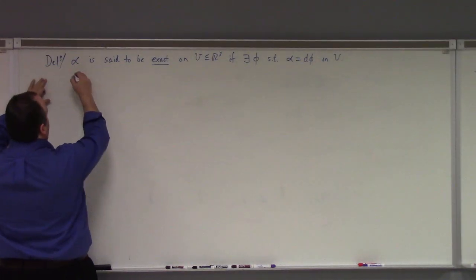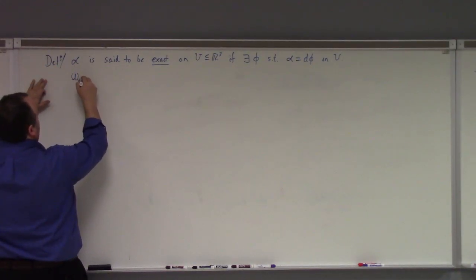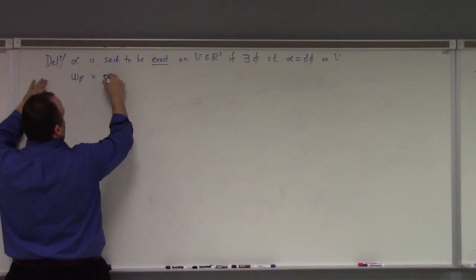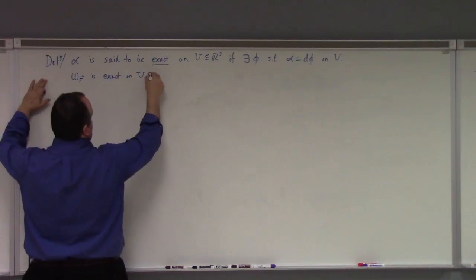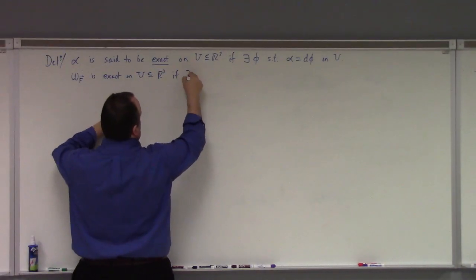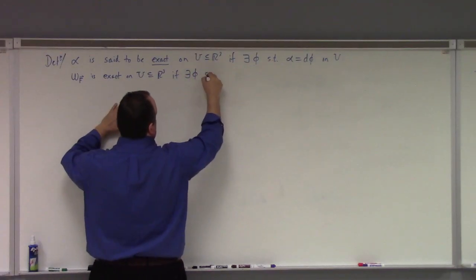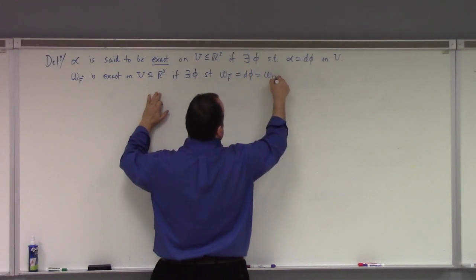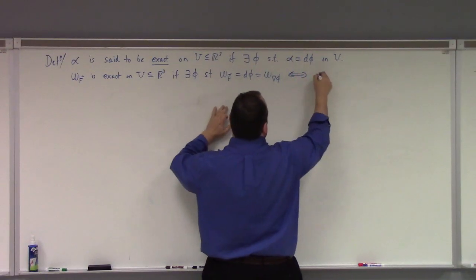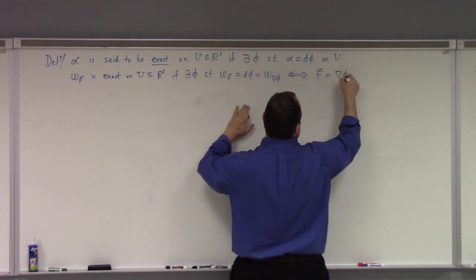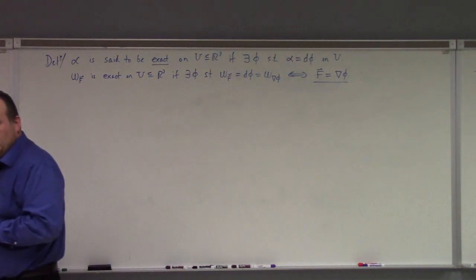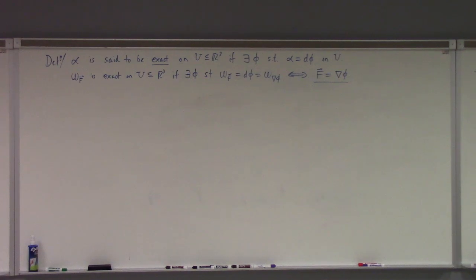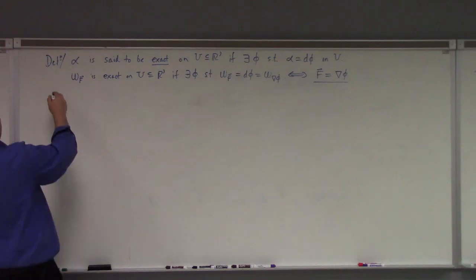Let me translate this. Omega f, the form of the vector field f, is exact on U, a subset of R3, if there exists phi such that omega sub f is equal to d phi, but that would be omega of the gradient of phi, right? Which is going to be true if and only if what? So there would be a natural correspondence between exact one forms and conservative vector fields.